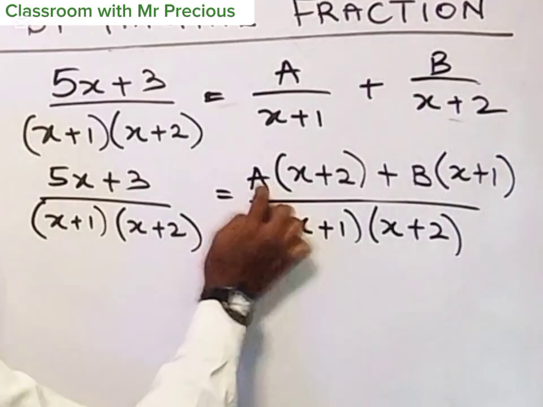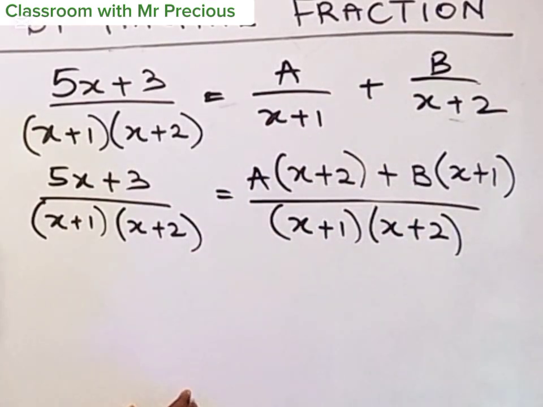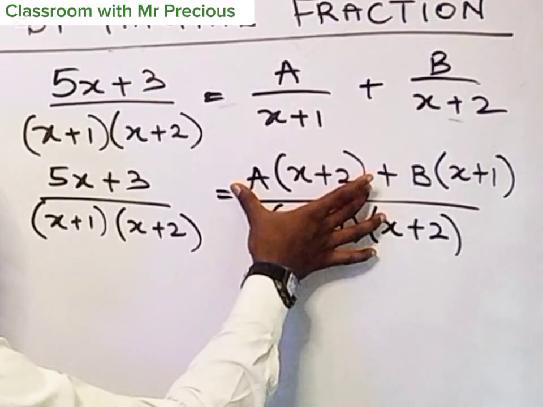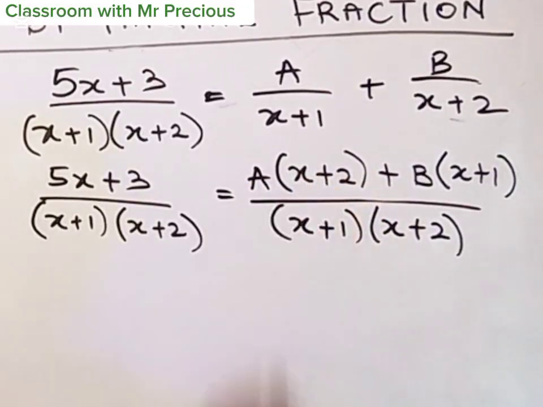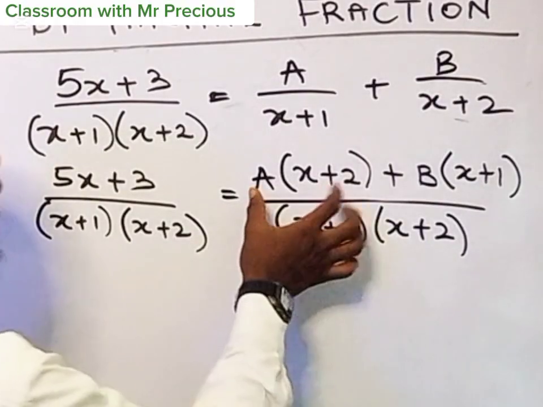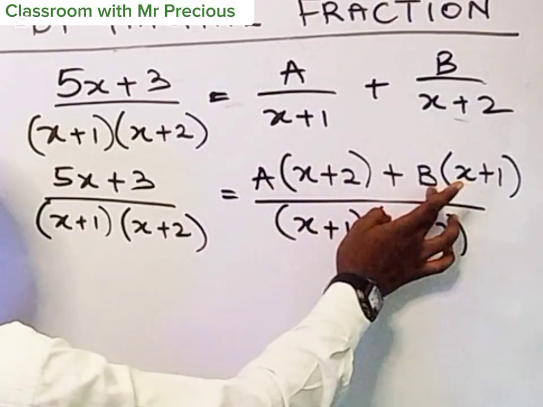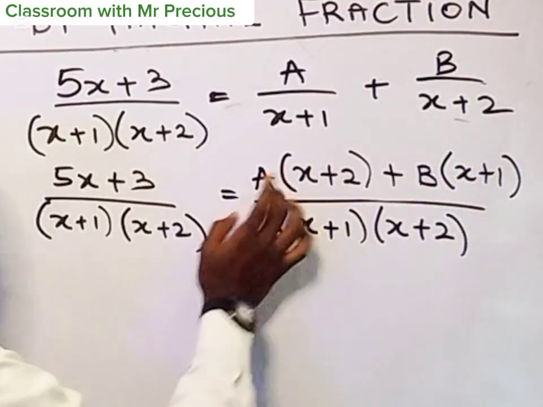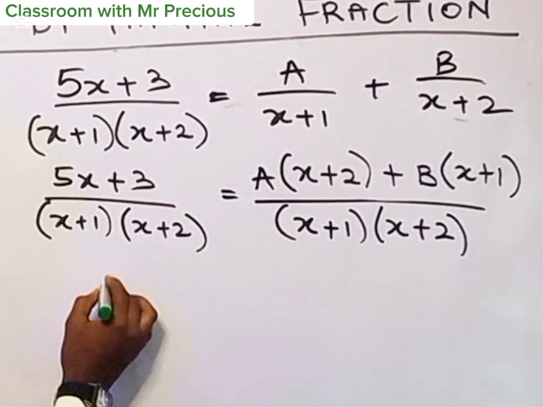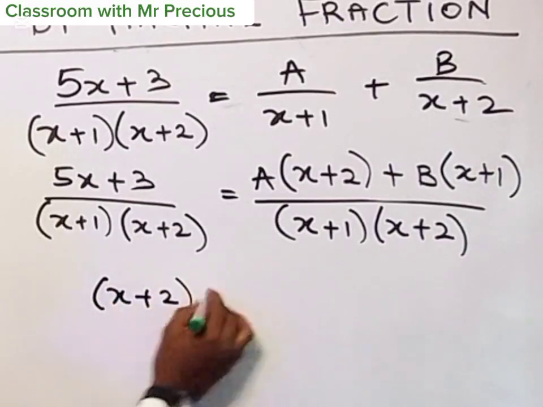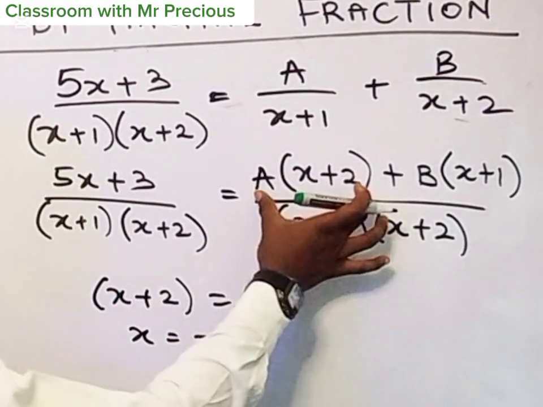So how do you eliminate A? You eliminate A by making all of this part 0. The only way this can be 0 is if x is equal to minus 2. So what we are trying to do is get rid of A. When we get rid of A, we'll get B, or when we get rid of B, we can get A. The only way to get rid of A is by making x plus 2 equal to 0. So you can see that x has to be minus 2 for this to go.